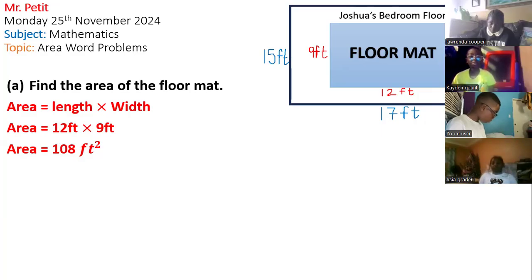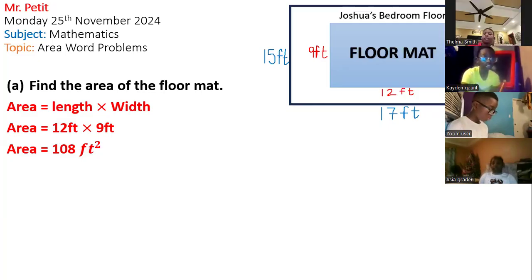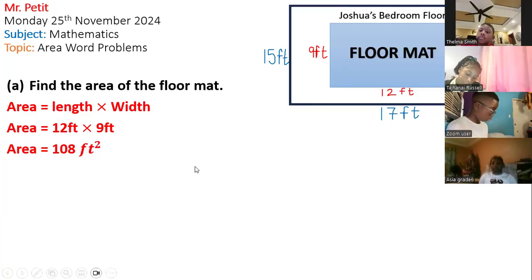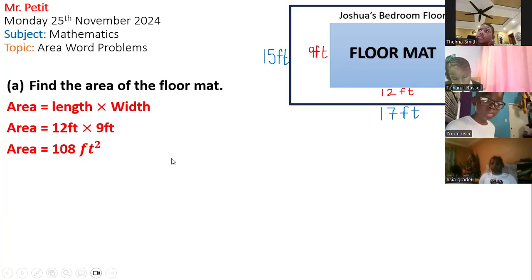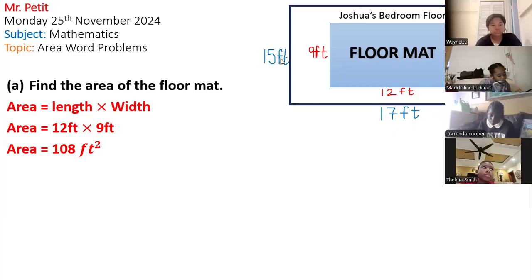Kaden, you understand this so far? Yes, sir. Okay, good. Herman, do you understand this so far? Yes, sir. Good. Next, Wynette, you understand this? Yes. And Madeline, do you understand this?